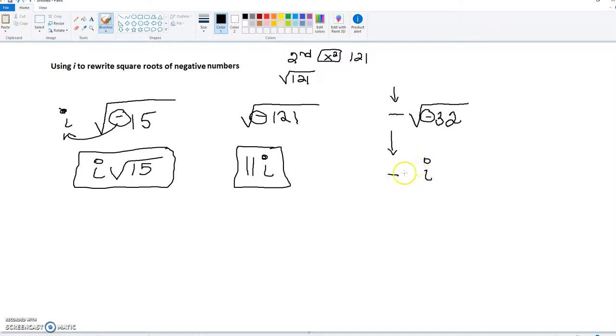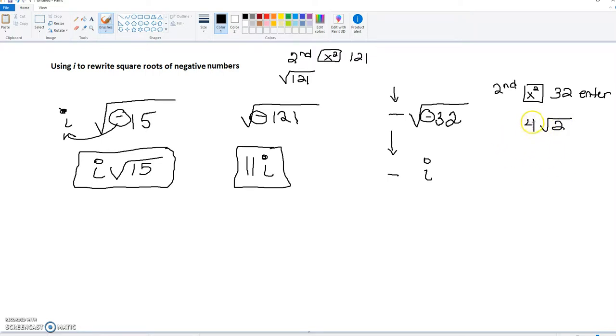And notice I'm kind of leaving a gap here because I know that the 32 can be broken down. Now, of course, if you're using your calculator, you would press second. You would press your X squared button, and you'd press 32, enter. And you would get 4 square root of 2 as the answer.